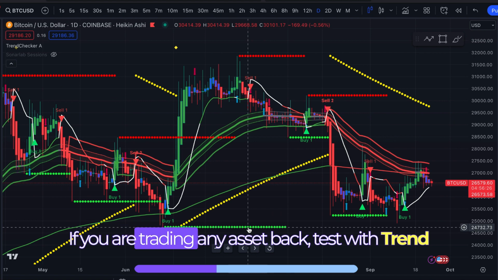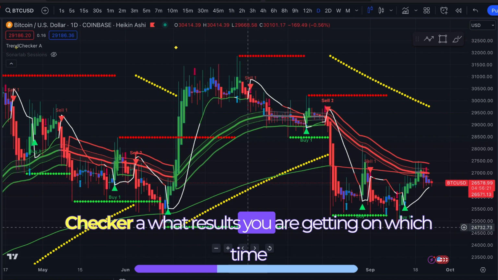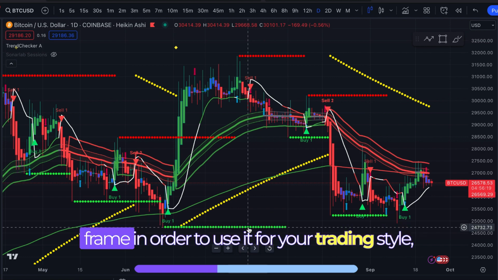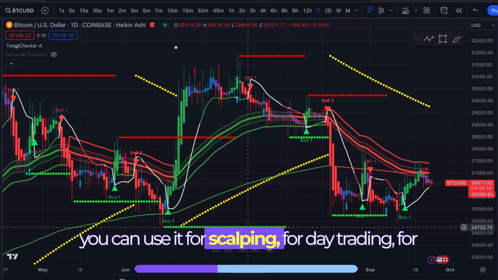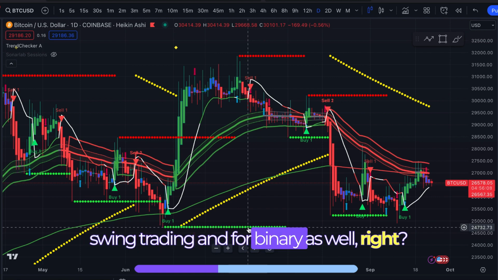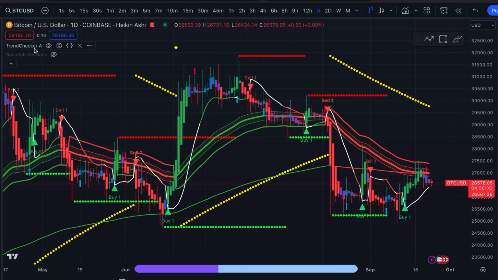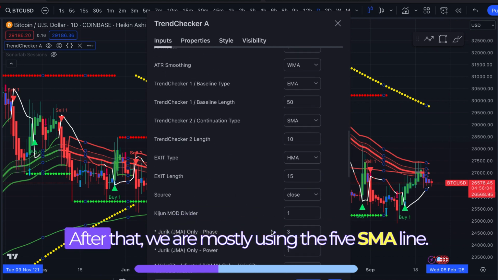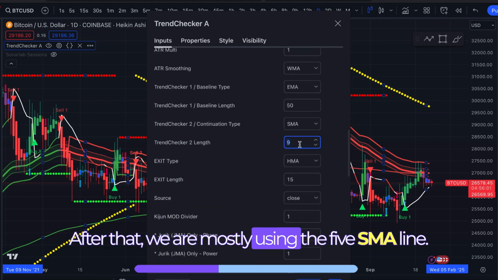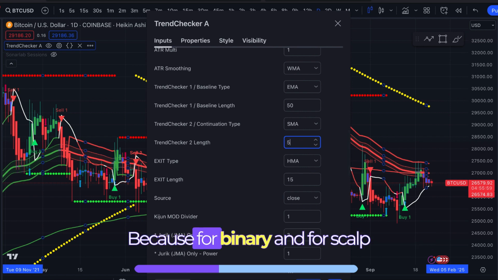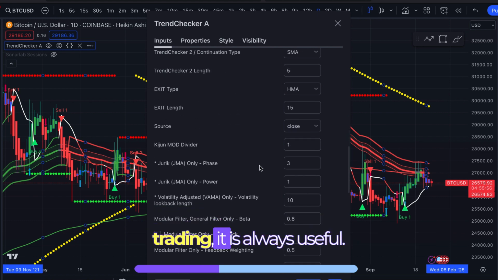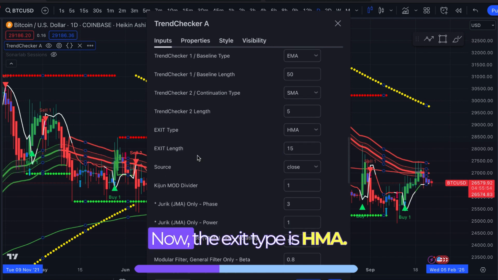Right? If you are trading any asset, backtest with Trendchecker A what results you are getting on which time frame in order to use it for your trading style. You can use it for scalping, for day trading, for swing trading, and for binary as well. After that, we are mostly using the 5 SMA line because for binary and for scalp trading it is always useful. Now the exit type is HMA.